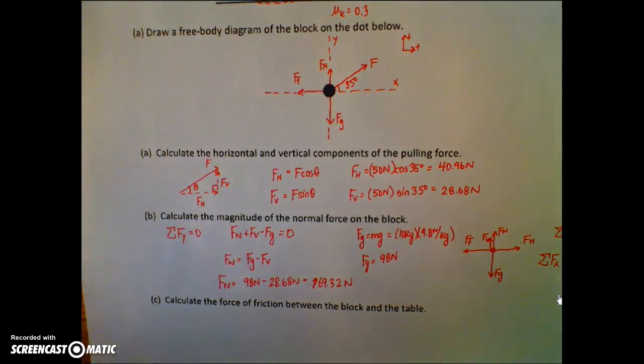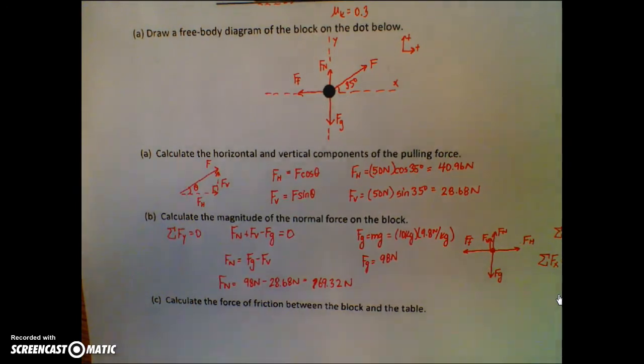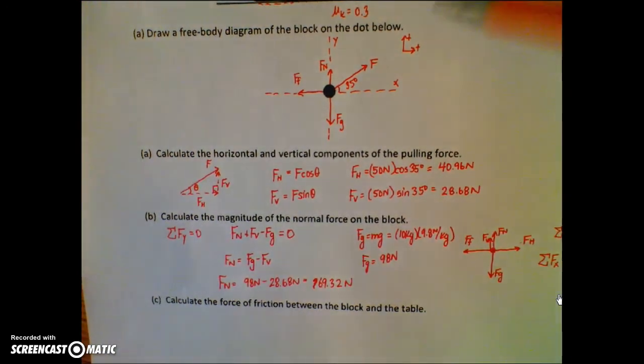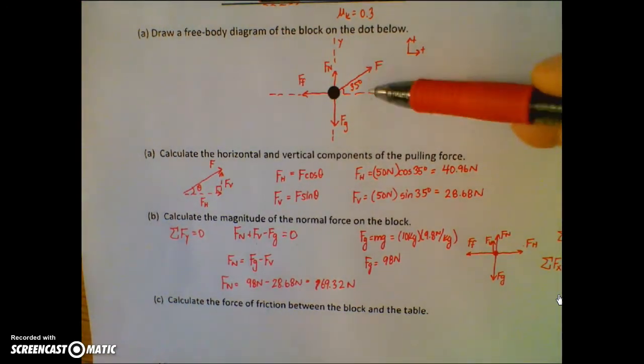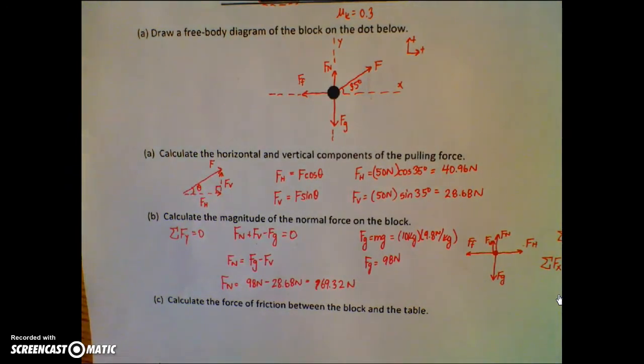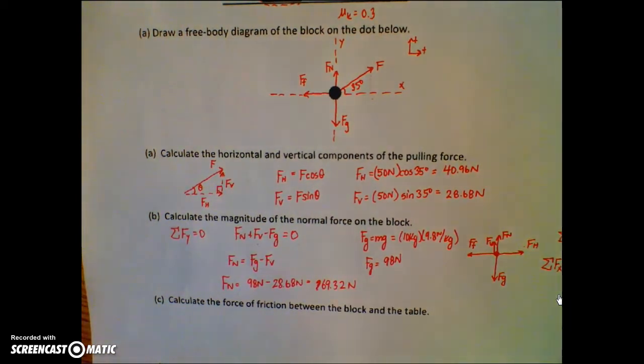Think about that now. That means that the floor is holding up the block with 69.32 newtons. That means that the floor is not holding all of the weight of the block, which makes sense because we're pulling upwards on this block a little bit, so this upwards pull is also holding the weight of the block a little bit. So we would expect that normal force to be less, in which case it is. Great.